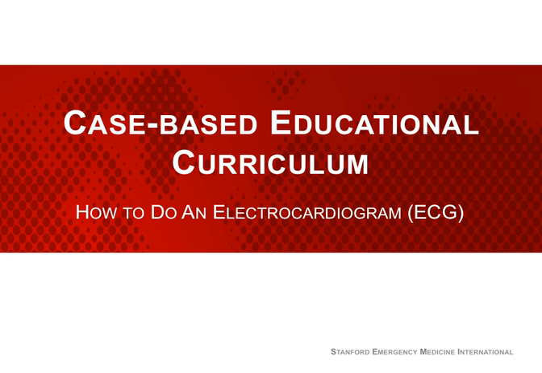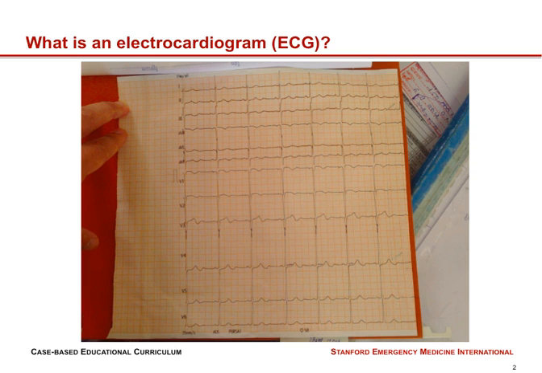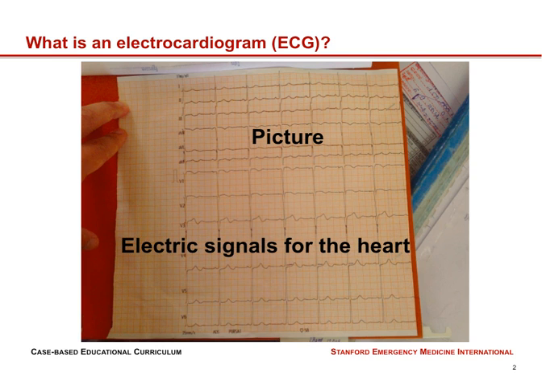This presentation is on how to do an electrocardiogram, or ECG. What is an electrocardiogram, which is also called an ECG or an EKG? An electrocardiogram is a picture of the electric signals for the heart, not the heartbeat itself. So an electrocardiogram is an image of the electricity that courses through the heart to cause it to have heartbeats, but it is not an image of the actual movement of the heart itself.